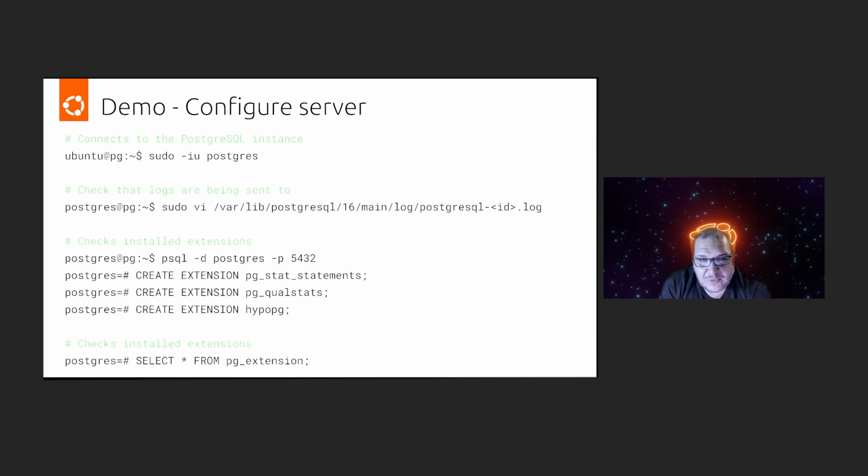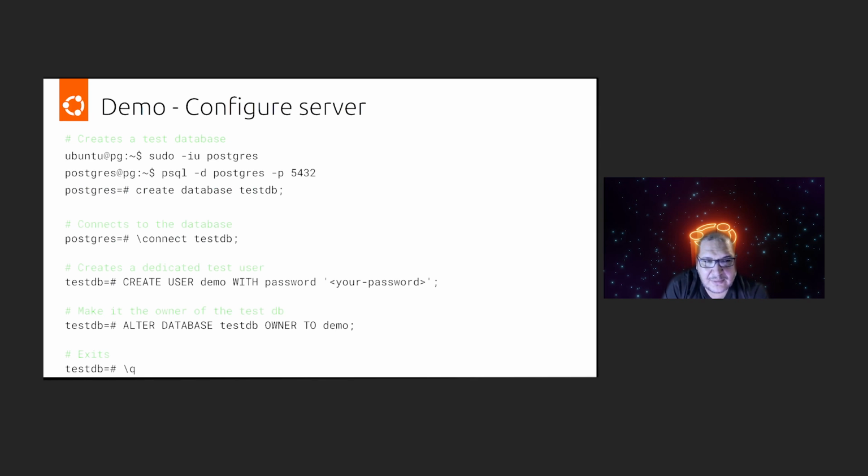Then we connect finally to Postgres. We check that the logs are being sent to this location, to make sure that whatever we did in the logging configuration is working as expected. We connect to the PostgreSQL instance. Before we were just connecting as the Postgres user. We create the extensions that we did mention, and then we select all of them to make sure that they were successfully installed.